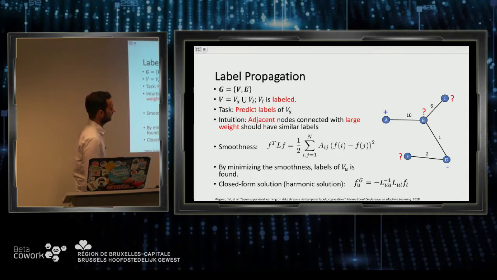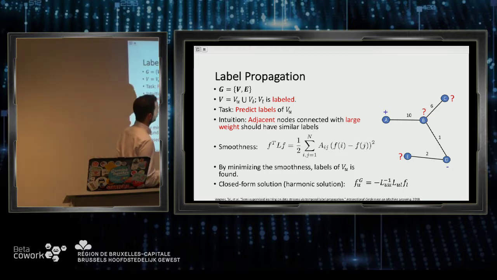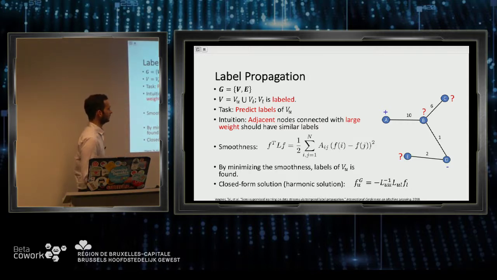For example, you have the labels for A and B, plus one or minus one, and you don't have labels for nodes E, B, and C. You want to use the information on the graph and these labels to predict these missing labels. So the intuition is that adjacent nodes, nodes that have large weight, should also have similar labels, right? If I know that node A is connected with node B, and there is a very large connection between the two because the weight is very high, I can safely assume that this node should have the same label as this node, right?